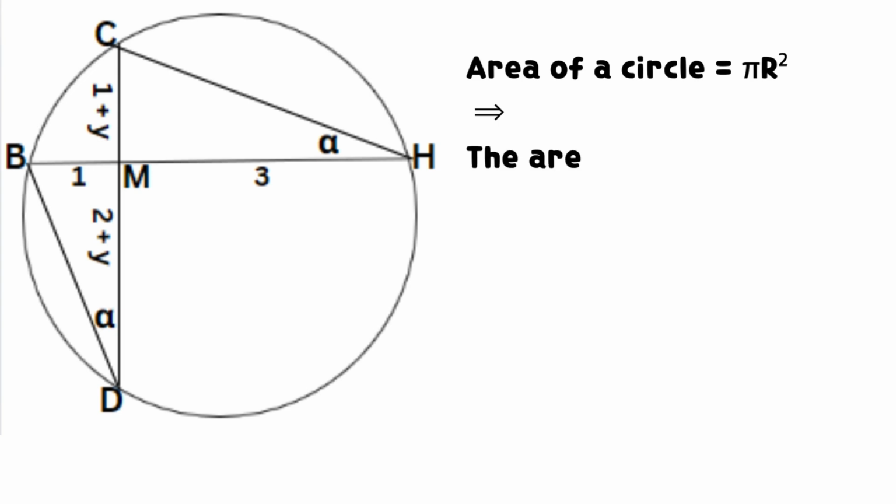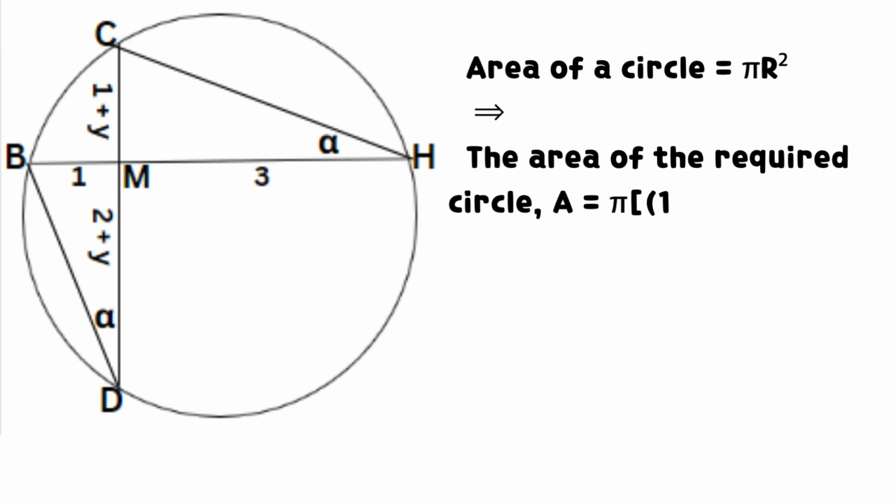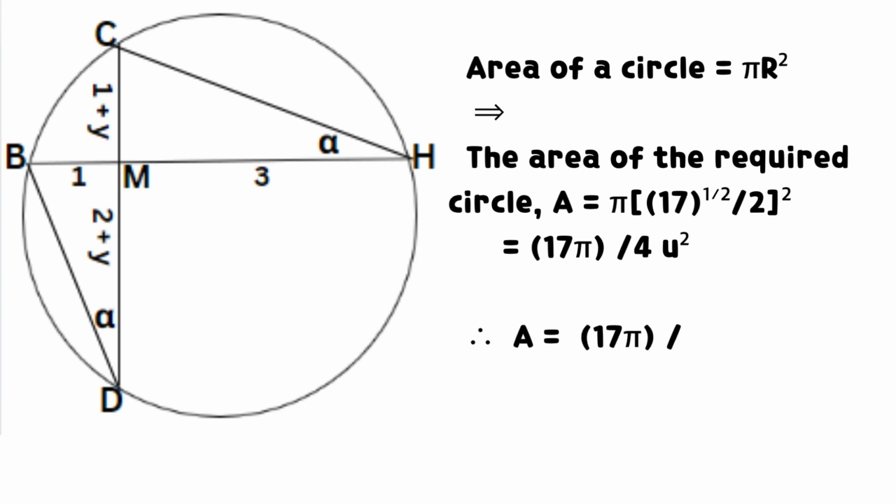Area of a circle equals the product of pi and the square of r. This implies that the area of the required circle, A, equals 17 times pi, all divided by 4 square units. Therefore, the area of the circle equals 17 times pi, all divided by 4 square units.